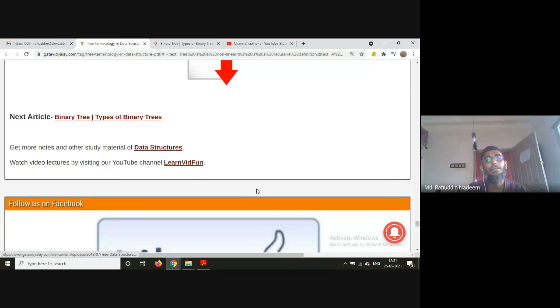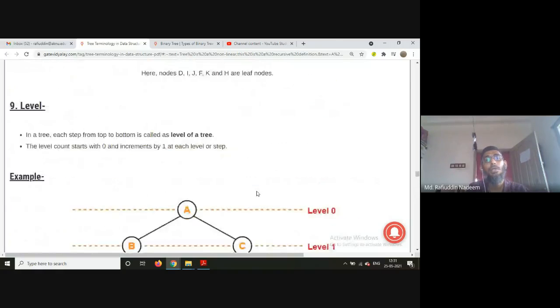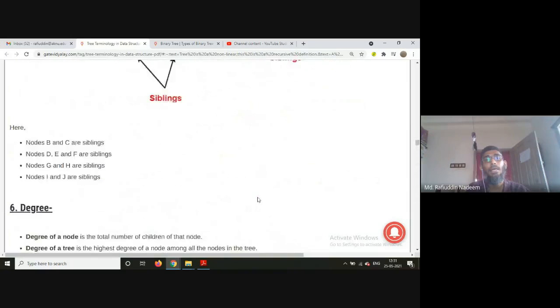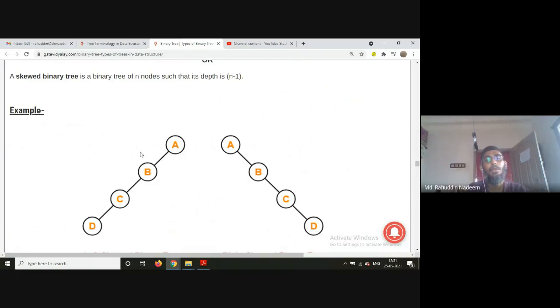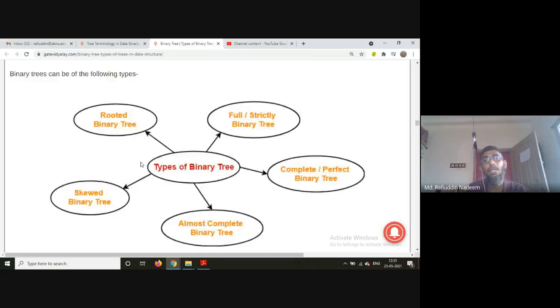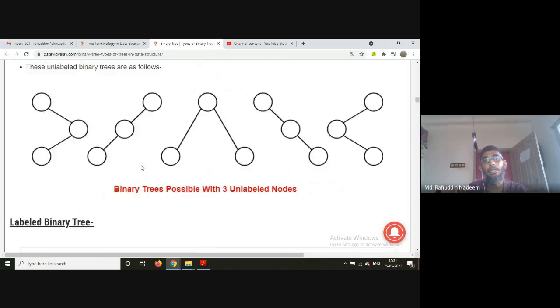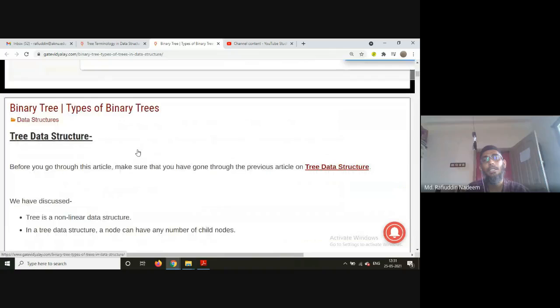Next, after this, let us discuss the various other types of trees. Mostly we will be dealing with binary trees here. So next I would like to discuss binary trees: what is a binary tree, how it is constructed, and what its features are.